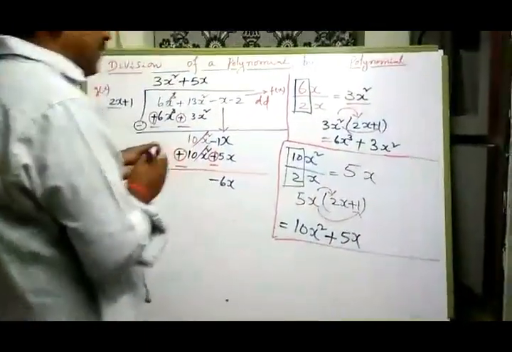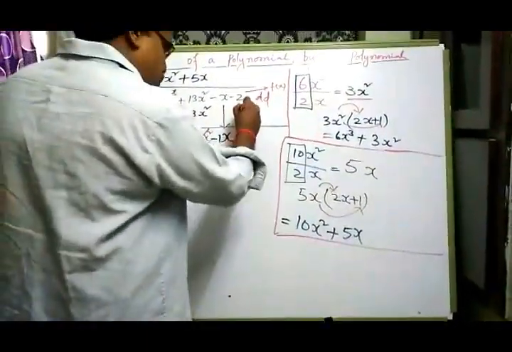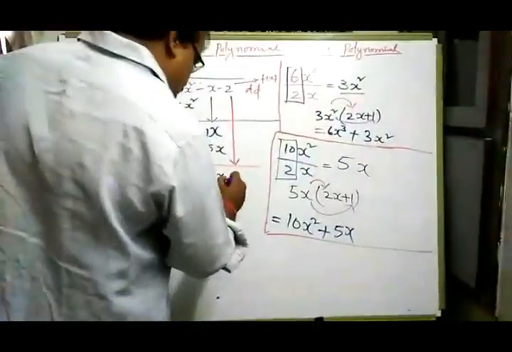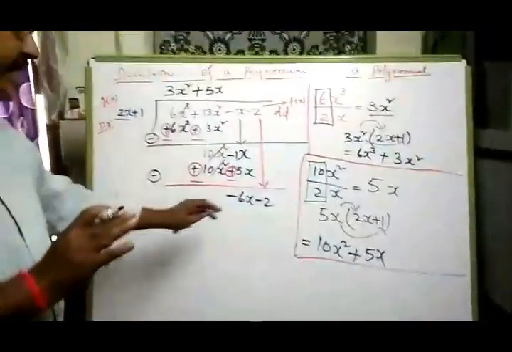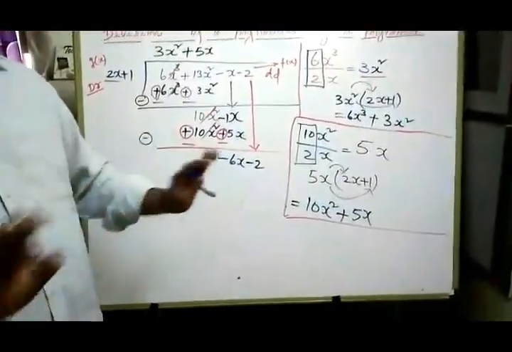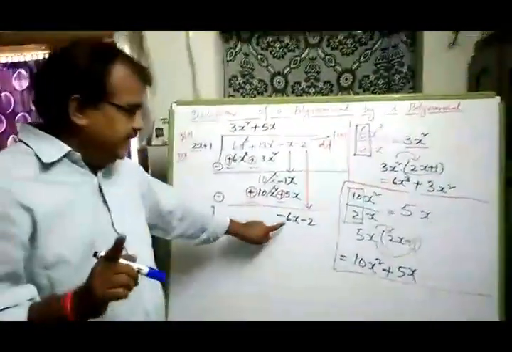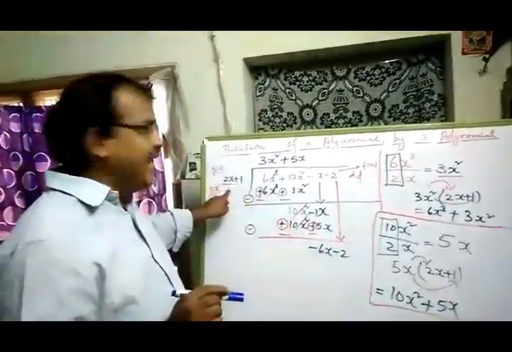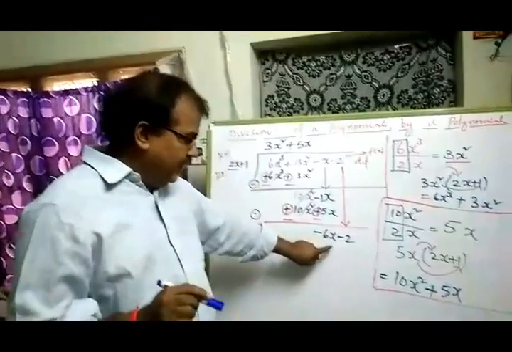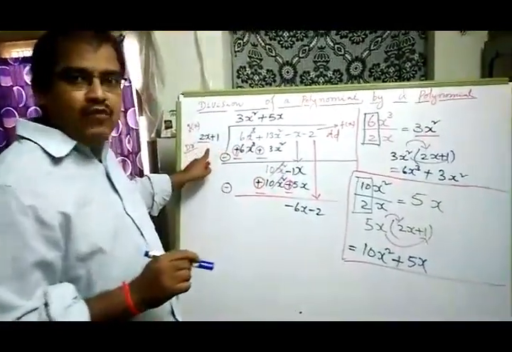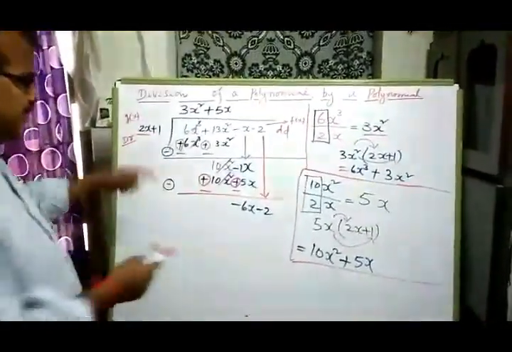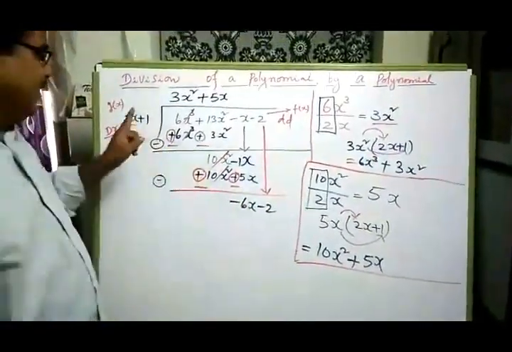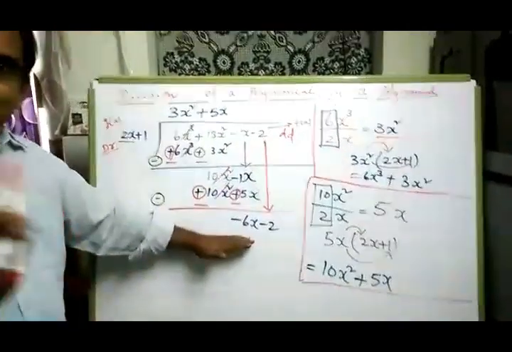Now, like normal division, bring down minus 2. So check whether it is the remainder or not. This is not the remainder. Why? Because the degree of this should be less than this one. What is the degree of this one? The degree of this one is 1. So it is not a remainder.